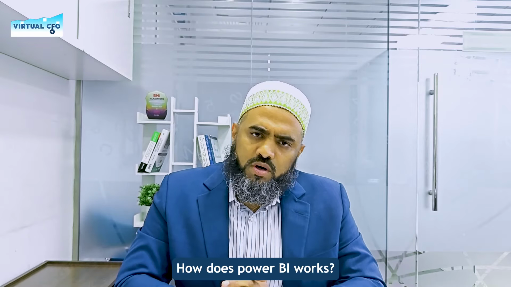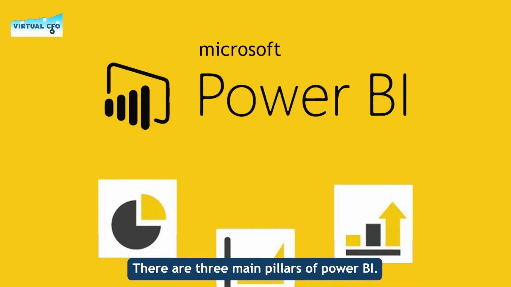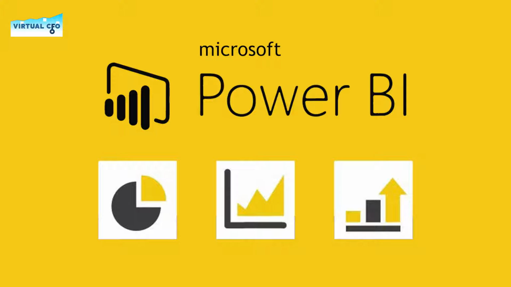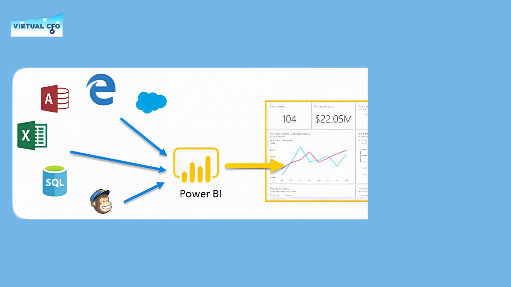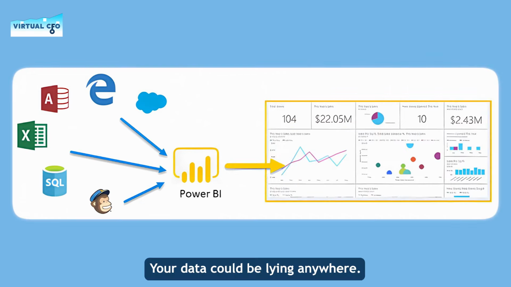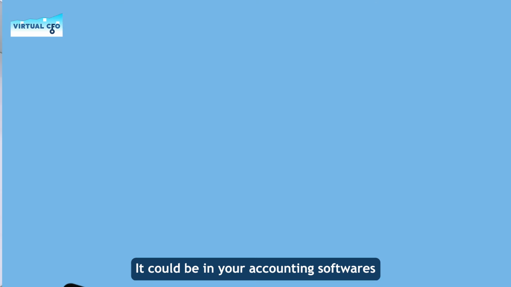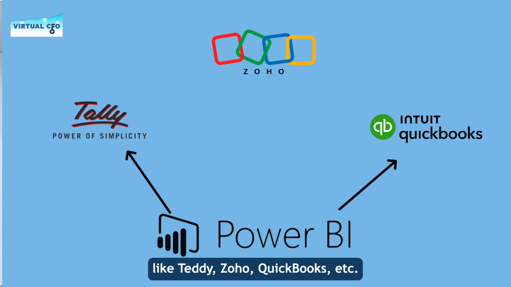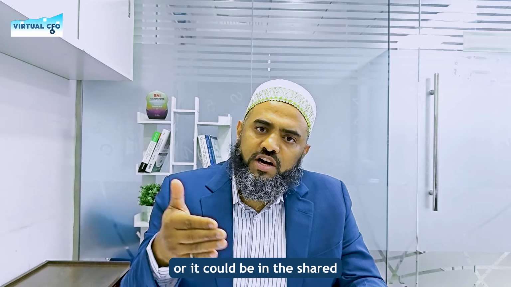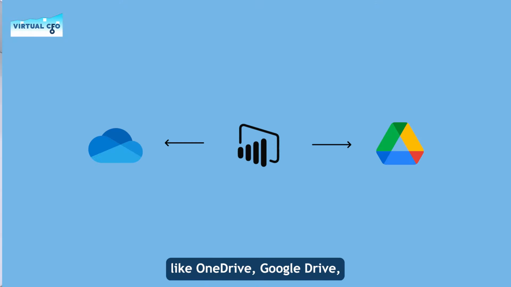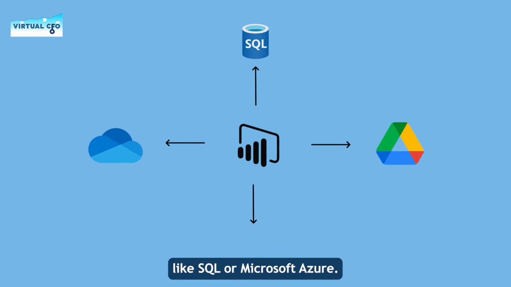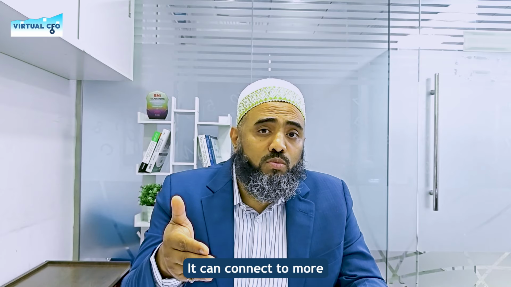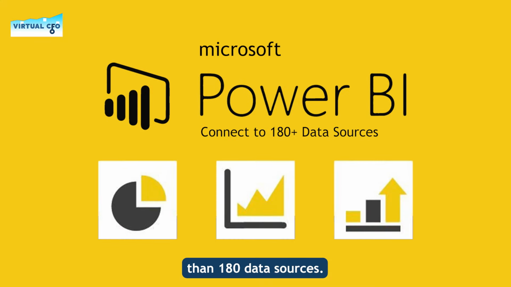How does Power BI work? There are three main pillars of Power BI. Number one, connecting to the data source. First, it will connect to your data source and pull the data. Your data could be lying anywhere. It could be in your accounting software like Tally, Zoho, QuickBooks, etc. Or it could be in shared storage devices like OneDrive, Google Drive, or even in sophisticated databases like SQL or Microsoft Azure. It can connect to more than 180 data sources.